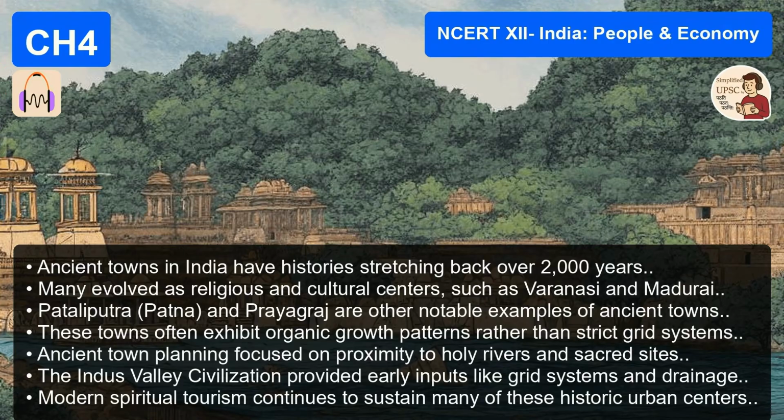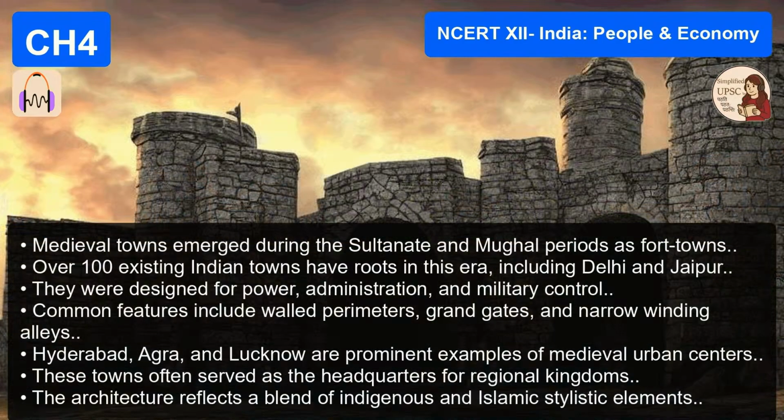Ancient towns. We're talking over 2,000 years of continuous history here. Places like Varanasi, Prayag, which is now Allahabad, Madurai. These didn't start as factories or administrative centers. They started as religious and cultural centers. And this is where we can bring in our first massive PYQ linkage. This is so cool. Yes. If you look at the UPSC Mains GS1 paper from 2013 and 2014, there's this amazing question. To what extent has the urban planning and culture of the Indus Valley civilization provided inputs to the present-day urbanization?